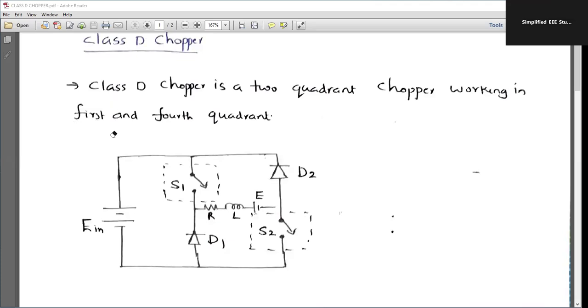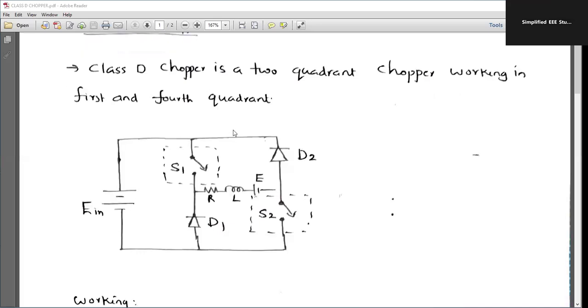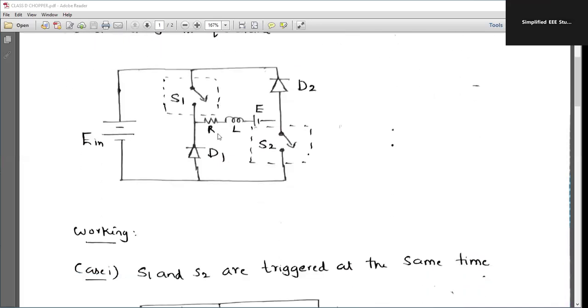Why? Let's explain with the help of the simple operation of the class D chopper. First of all, I would like to show you the circuit diagram of the class D chopper. So we have a DC input, DC supply, and we have two power electronic switches S1 and S2. Apart from that, we have two power diodes D1 and D2 respectively. We are using an RLE load. RLE load is basically a DC motor load.